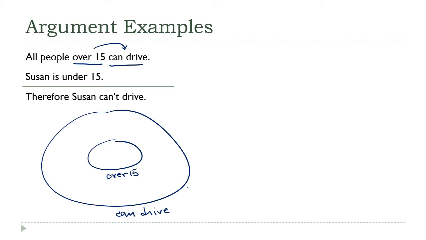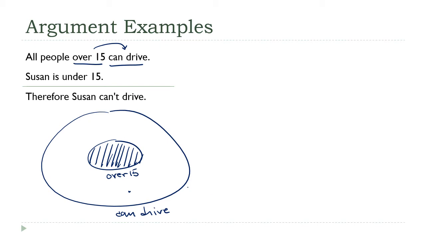All right, now where am I going to put Susan? Well, I know she's under 15, which means I cannot put her in the over 15 circle. So just cross that out. That area in there is off limits. I've got to put her somewhere else. I have two options here. I could put her here, or I could put her here. Which one do I pick? You have to pick the one that's worse in terms of whether the conclusion is true or not.